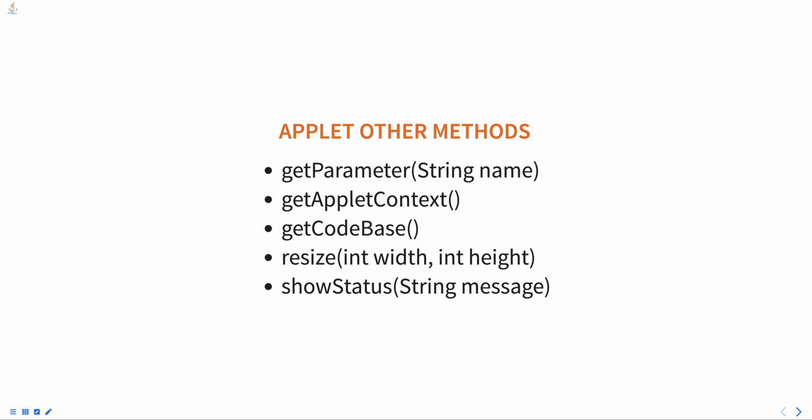It is important to note that the applet class is an abstract class, which means that you cannot create an instance of it directly. Instead, you must create a subclass of the applet class and override the appropriate methods to create a functional applet. Hope this was helpful.